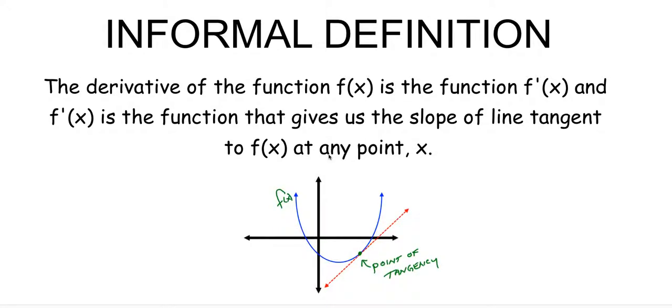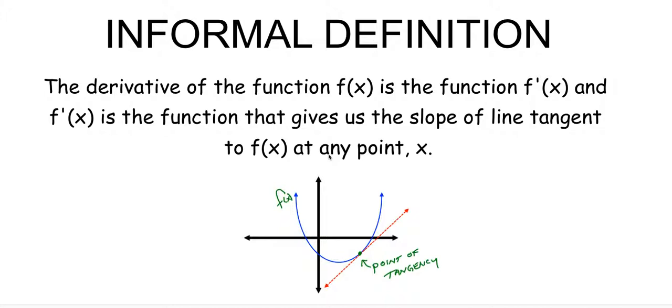Hi everyone. In this video we're going to talk about derivatives, what a derivative is, what it can help us do, and the sort of questions that a derivative can help us answer. So informally, the definition of a derivative is the function f prime of x that tells us the slope of the tangent line to f of x at any point x.